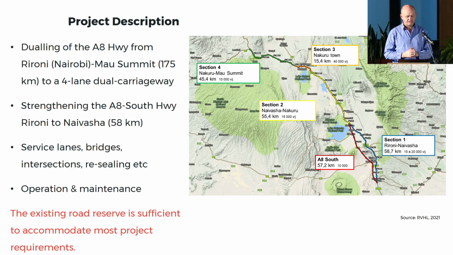In addition to the duplication, adding service lanes, bridges, intersections, and a bunch of other things. The interesting thing is the entire project can be built within the existing road reservation. So there's no habitat loss associated with the road in terms of widening the reservation.